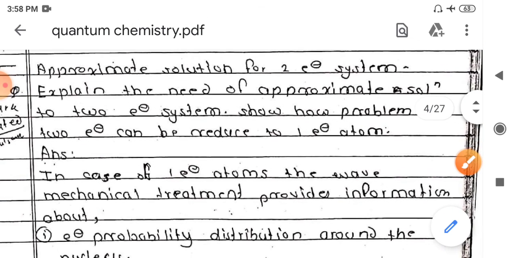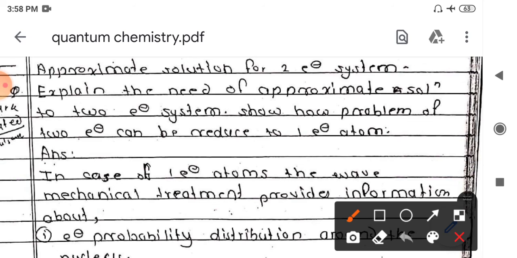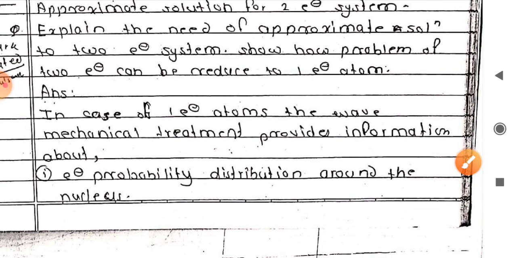For obtaining the solution of problems where more than one electron is present, this is also called a multi-electron problem. If more than one electron is present, we call it a multi-electron problem. So for obtaining the solution for this multi-electron system, we will use certain approximate methods. How we apply these approximate methods, we can see in the next lecture.